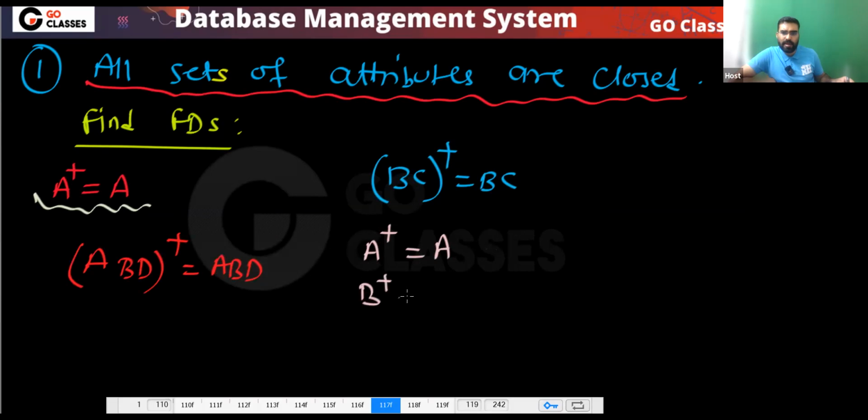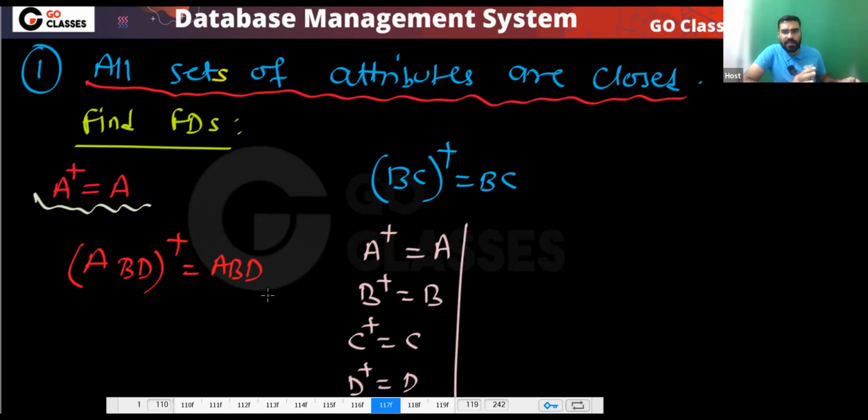Similarly, B cannot determine anything else. C cannot determine anything else. D cannot determine anything else. Can you notice? There is no non-trivial FD. In this first question, can you have a non-trivial FD? You cannot have a non-trivial FD, right?